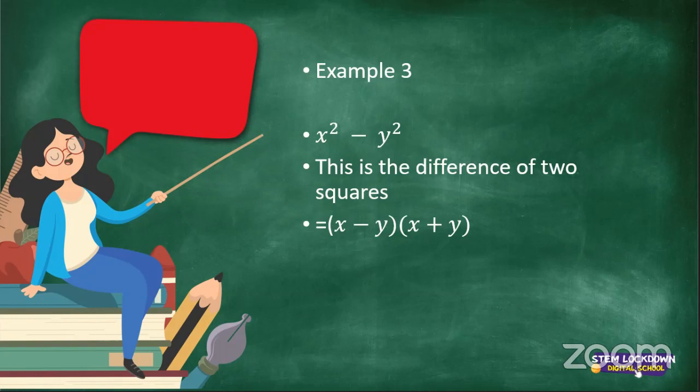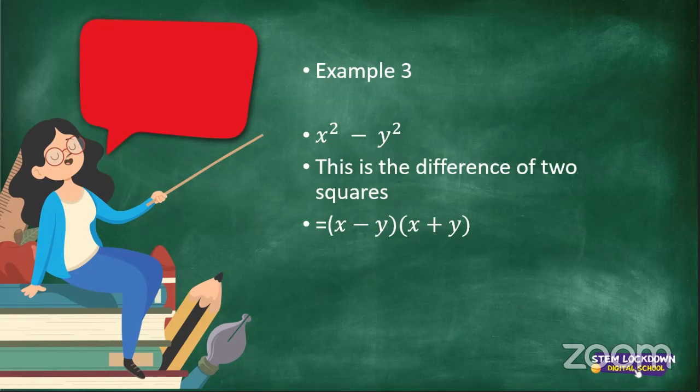Is there any learner who can explain to me why we say x squared minus y squared is the difference of two squares? Because there's a minus sign. Yes, because there's a minus sign. And again, what about the squares? Are there any squares there? Yes, mention those squares. It's x squared and y squared, and they are separated by the minus sign, meaning that this is the difference.